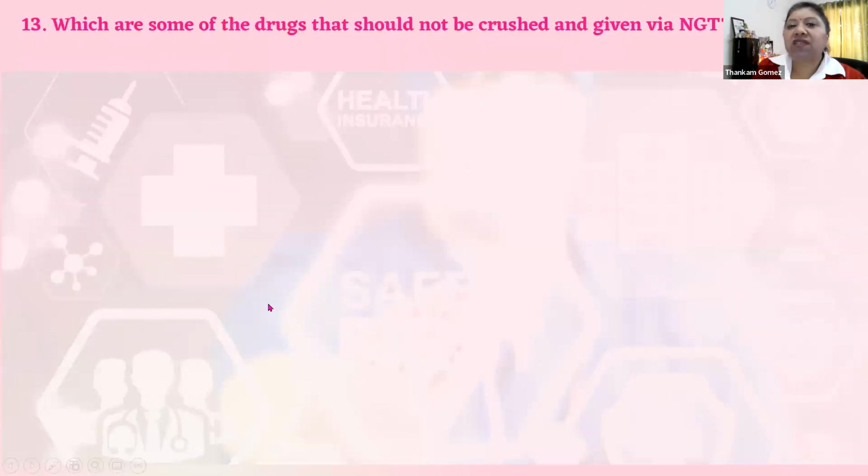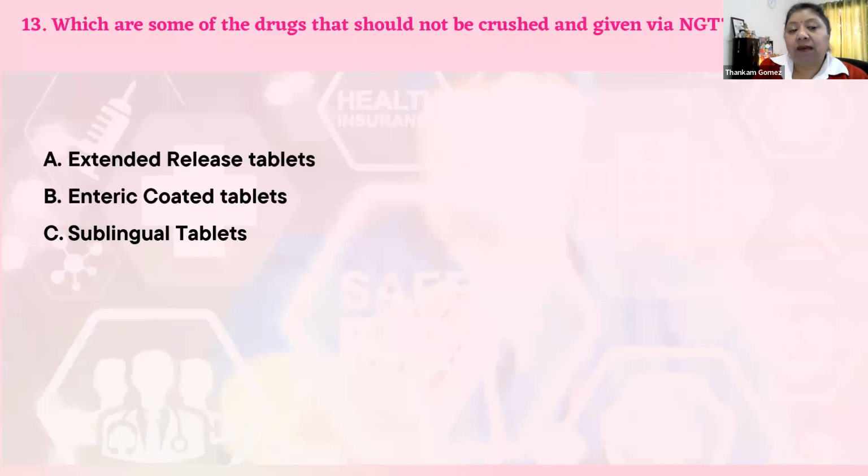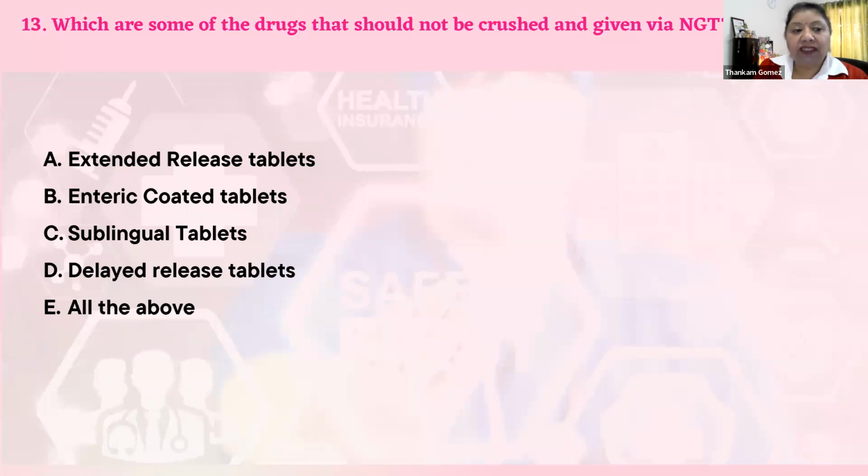Now, which are some of the drugs that should not be crushed and given via NGT? It's a very common problem that I have seen across the board everywhere. Especially in the ICU when patients are on NGT feed. Extended release tablets, enteric-coated tablets, sublingual tablets, delayed release tablets, all of the above. What could be your answer?